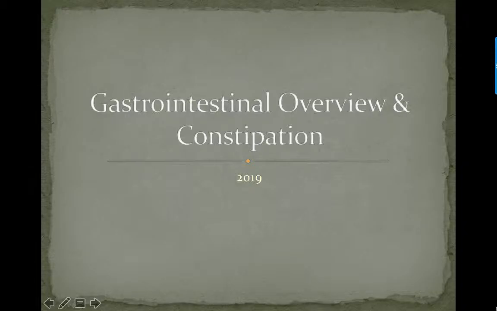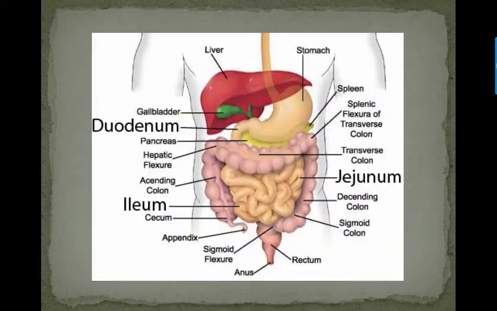This is really just a very quick, brief overview of basic GI symptoms and specifically constipation, which of course is one of the most common, or probably the most common GI disorder that gets treated. So essentially, when you're thinking about gastrointestinal disease, one of the important things to really think about is your anatomy.